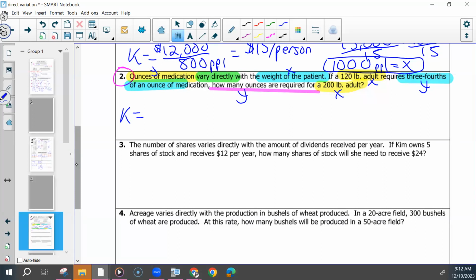Look for the two numbers we have an x and a y for: 120 and 3/4. Since the 3/4 will be a fraction, put that as a decimal, so 0.75 over 120. That would be ounces over pounds. You are going to get a decimal. What is that decimal?